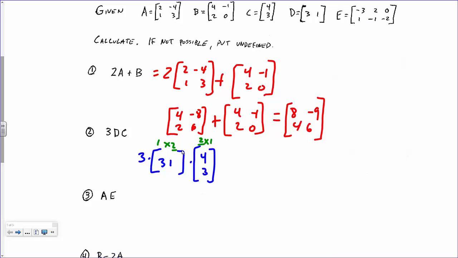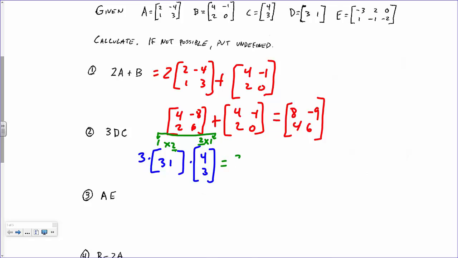The number of columns in the first matrix must match the number of rows in the second. If these numbers don't match, you can't multiply them. The answer would be undefined. So if these match, which they do, I can multiply these matrices. Another thing to notice is that the first and last numbers are the dimensions of your product. So I'm going to have a 1 by 1 answer, which is just a number.